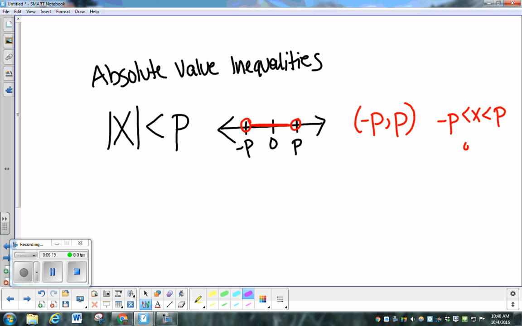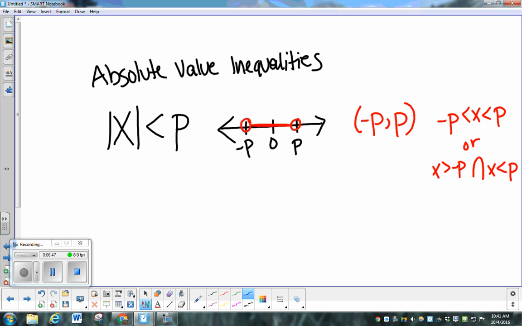Or you could also write it another way. If you wanted to break that into two, you could say, well, first of all, X has to be greater than negative P, and X also must be less than P. So this is a conjunction. We're putting two things together. It's an intersection. We're putting two requirements on X. It has to be bigger than negative P and less than P.